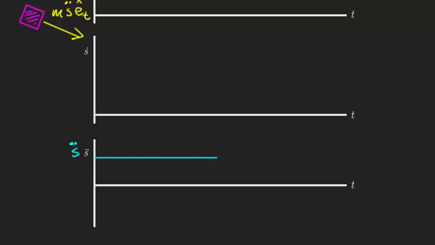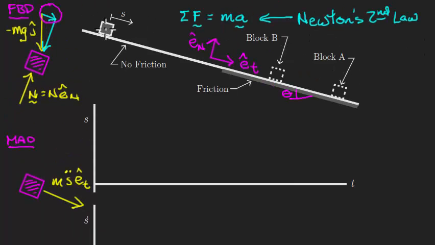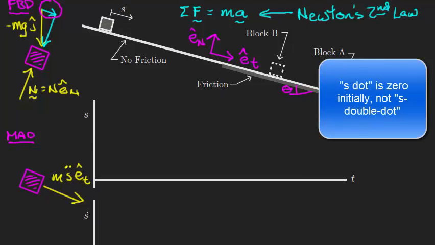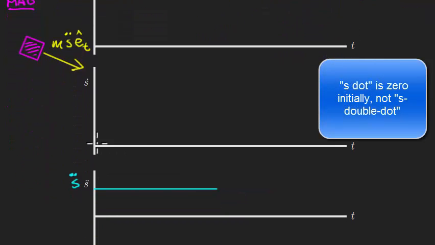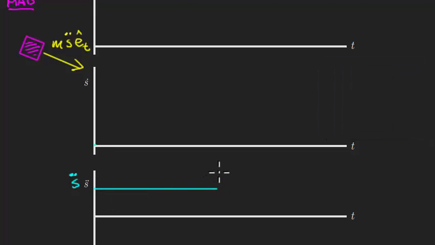And I told you that this block starts from rest, so at time equals 0, it's not moving, which means s dot starts off right here at 0. And then this positive acceleration, what that means is that my velocity has to be increasing linearly until that time that we get the friction. So there's my s dot.